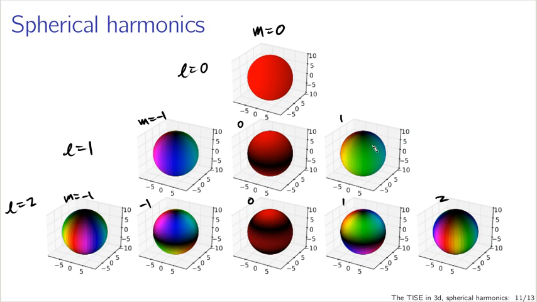And the difference between m equals minus 1 and m equals 1 is the order in which the colors go. Here I'm going from green to blue as I move to the right on the front face. Here I'm going from green to blue as I move to the left on the front face. If l equals 2, the structures are slightly more complicated.